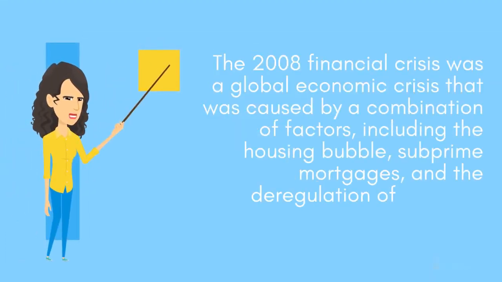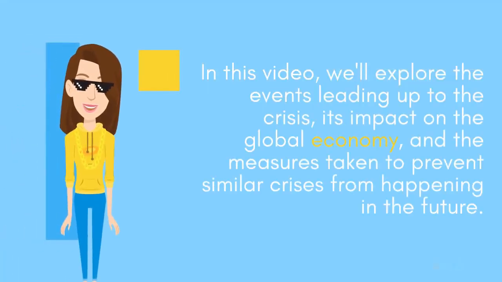The 2008 financial crisis was a global economic crisis that was caused by a combination of factors, including the housing bubble, subprime mortgages, and the deregulation of financial markets. In this video, we'll explore the events leading up to the crisis, its impact on the global economy, and the measures taken to prevent similar crises from happening in the future.